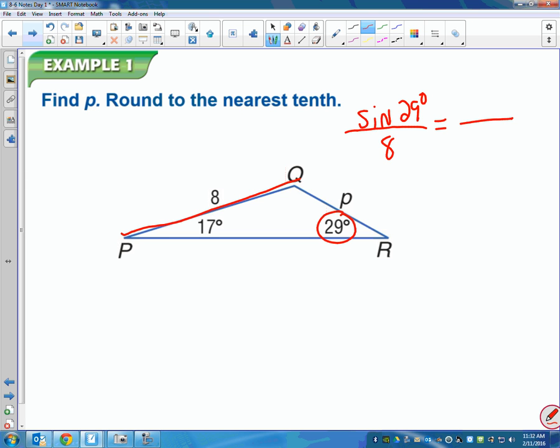The little p, the side, has to go in the same spot as the side. So if we're going to put sine on the top, then little p would go on the bottom, and we would just say sine of 17 here. Questions on where I'm getting that?